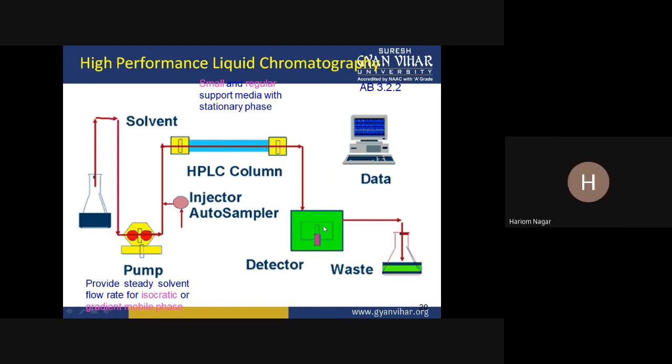And after detection of the sample, this sample moves forward to the waste, right? And we can also collect this sample for various purposes or for further use, okay. Otherwise, it will go to the waste, right? So this depends upon you, what you want to do with the eluted components from the detector.